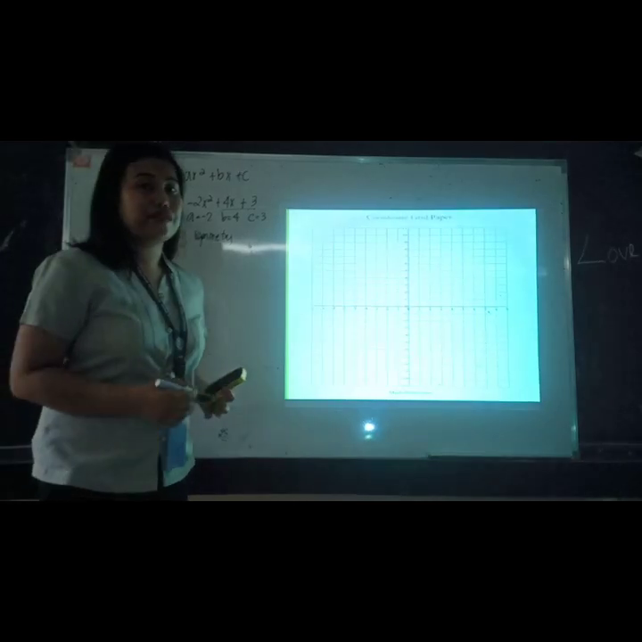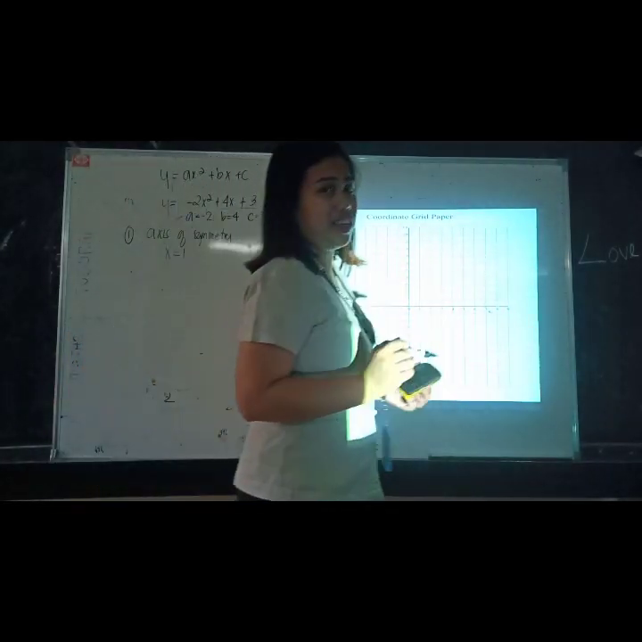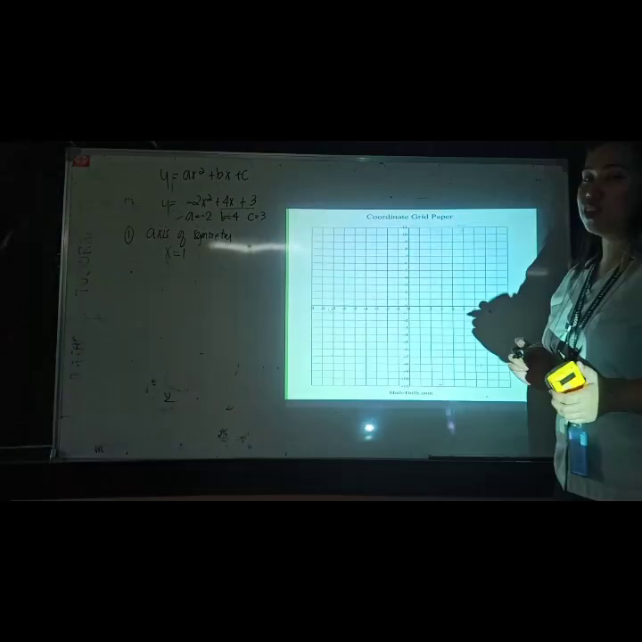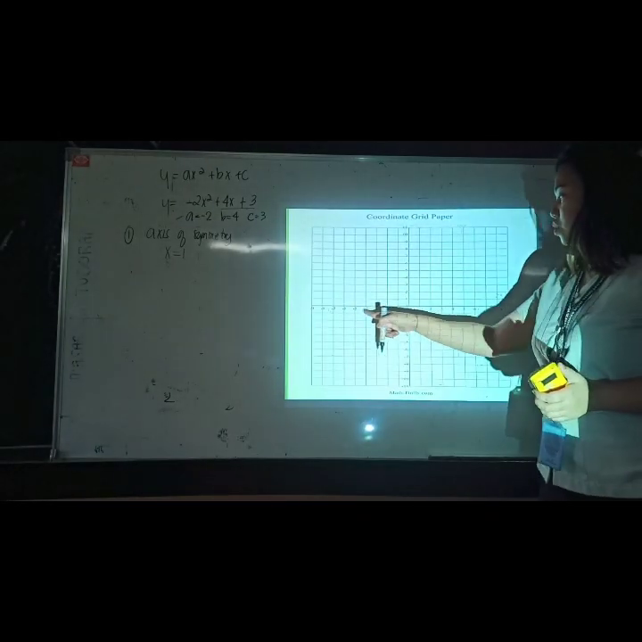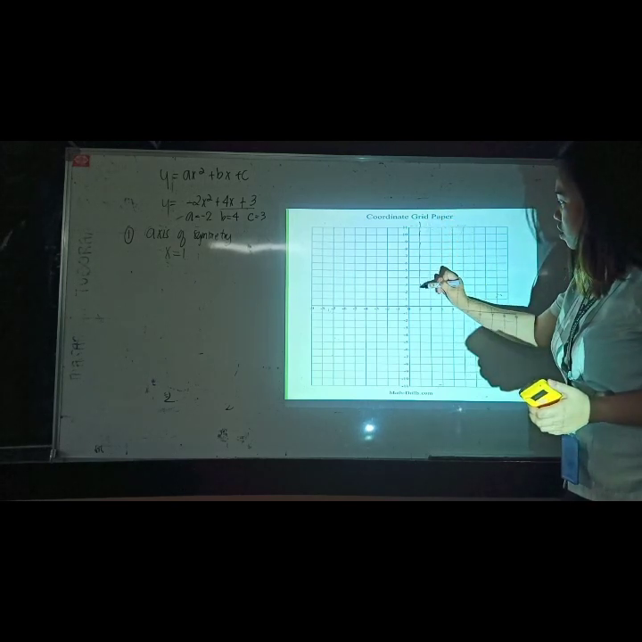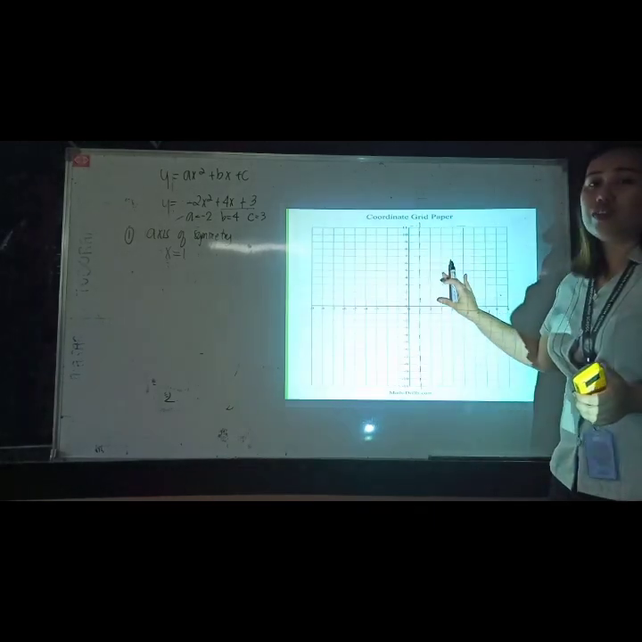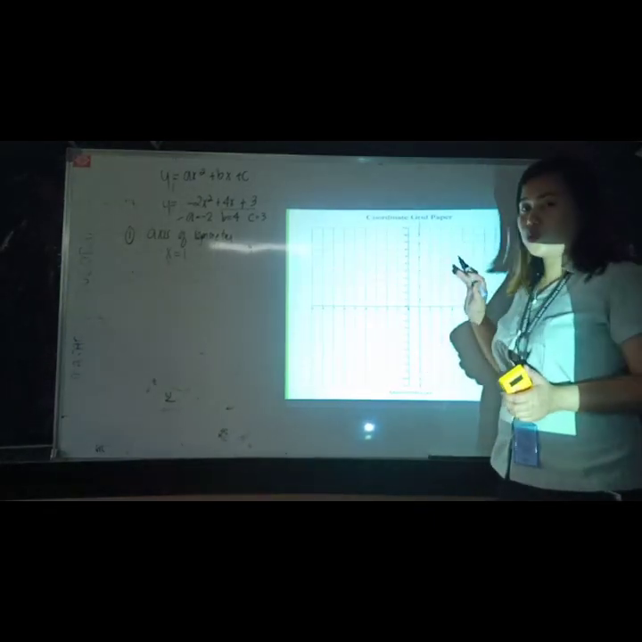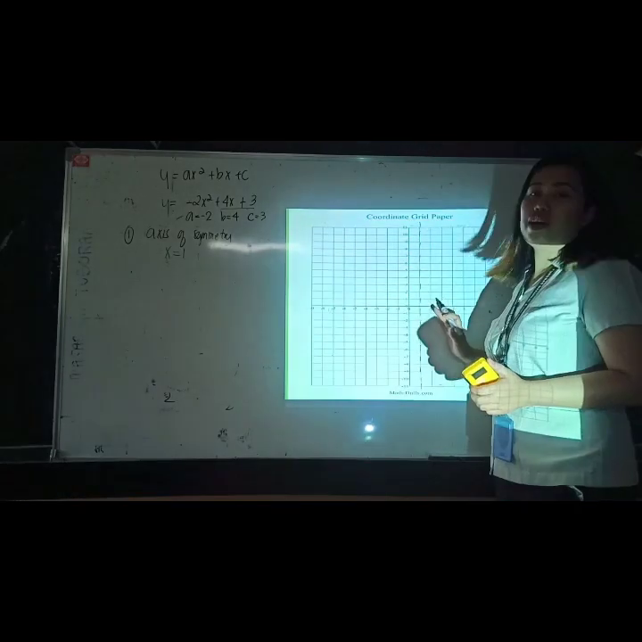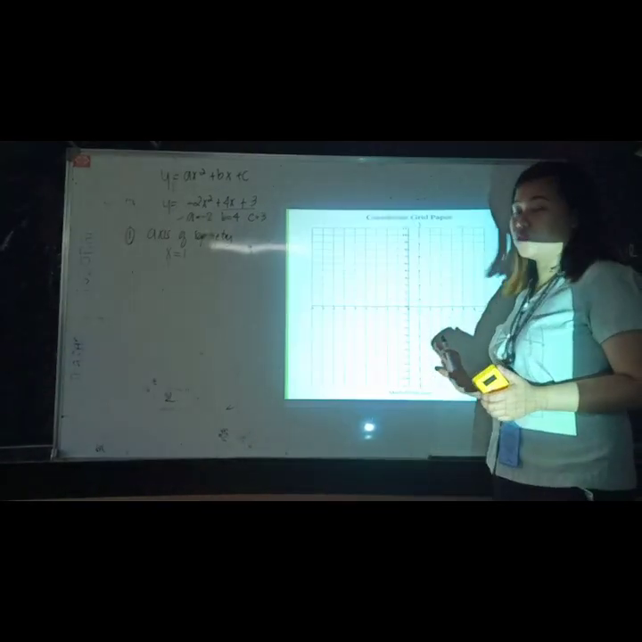Since we already have the value of our axis of symmetry, we have to draw it here. That is x is equal to 1 from the x-axis. So we have to draw it here. So this is our axis of symmetry. That means the vertex will fall on the dotted or broken line that we drew.